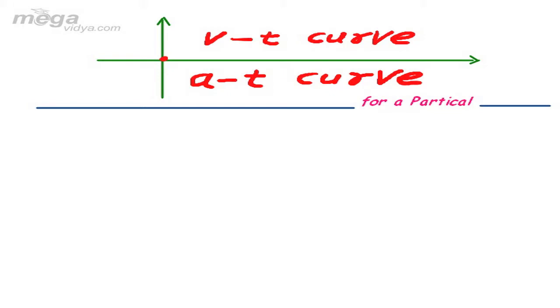Velocity time curve and acceleration time curve for a particle moving along a straight line. In this segment, we are going to discuss a particle. For example, say a particle is thrown vertically upward. I am just drawing here the path followed by the particle.